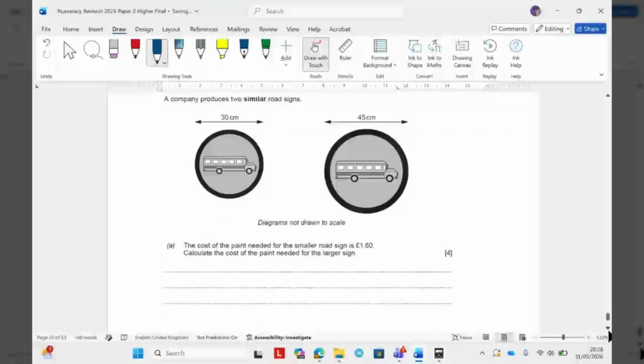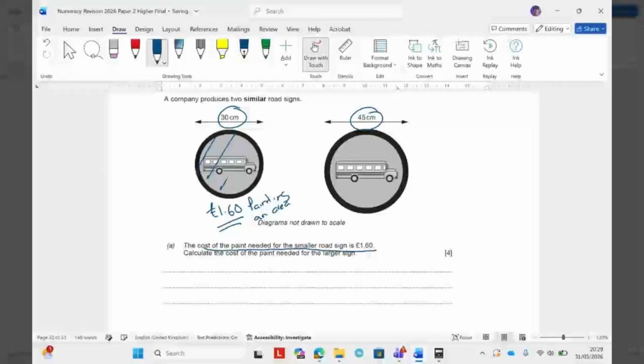Right? I will mention here again length scale factor, but it doesn't talk about area, but it talks about the cost of paint, which is £1.60 for this one. Just bearing in mind, you're painting, in this case, an area, because it's a flat road sign. So it's the length scale factor you need, you work out 45 over 30, but you need the area scale factor. I think that's 1.5.